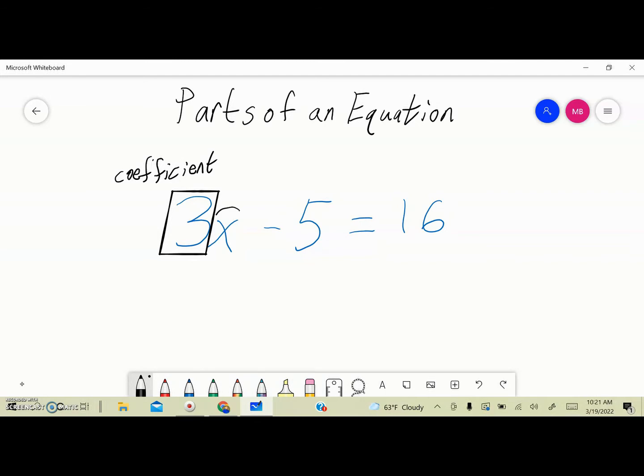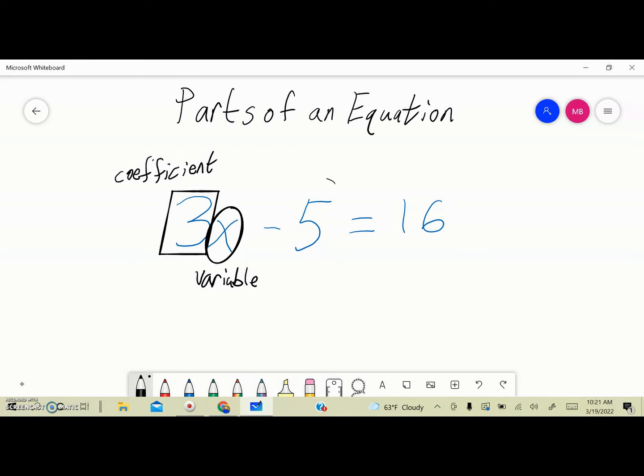Next, we have x. X is our variable. Variables are our unknowns. We're trying to figure out what their value is. So, most of the time it's going to be a letter. In a lot of case scenarios, you're going to see X. In some cases, you might see another letter like R, Y, A, B, C, D. The list goes on.